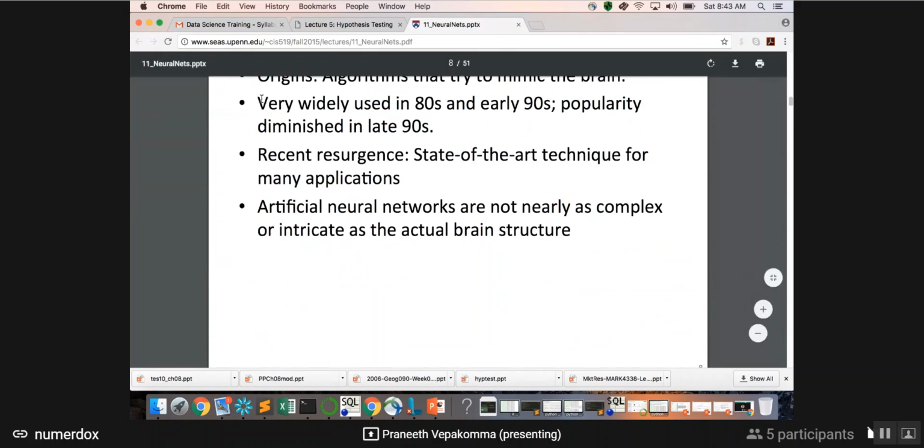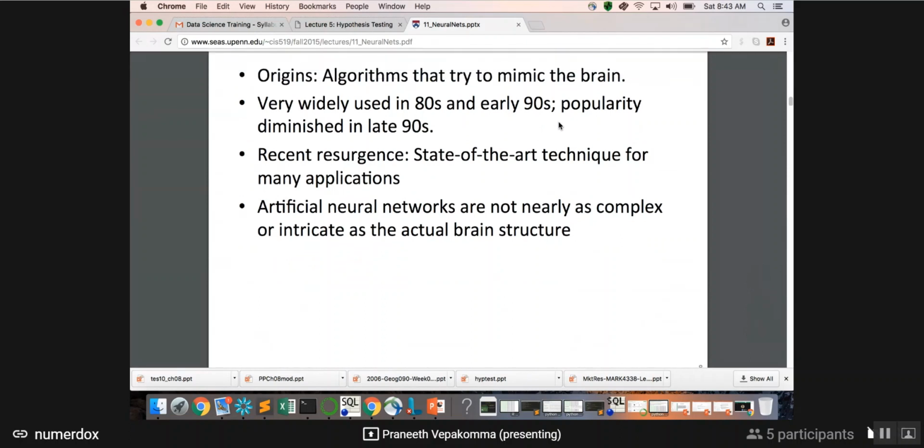Okay, very widely used in the 80s and early 90s. Initially, things like handwriting recognition and interactive voice response, when you call your credit card company or stuff like that, were being done by neural networks very successfully back in the day.